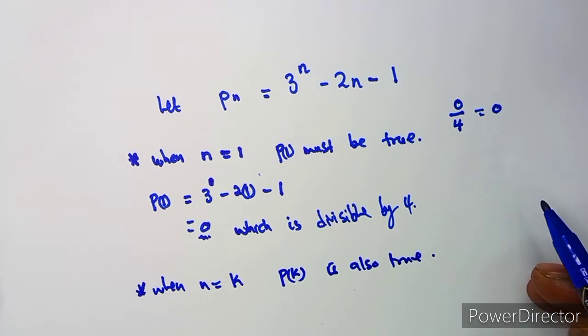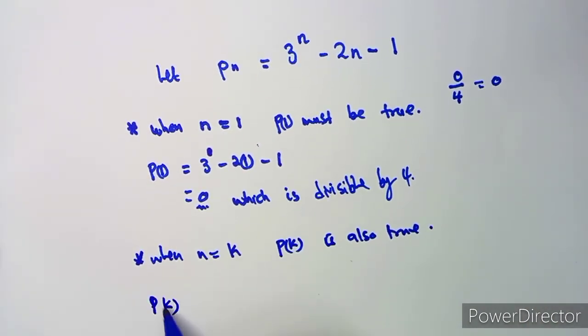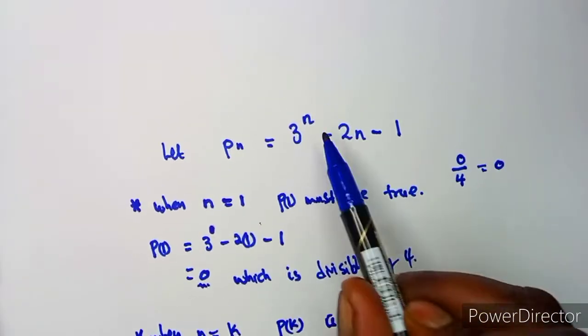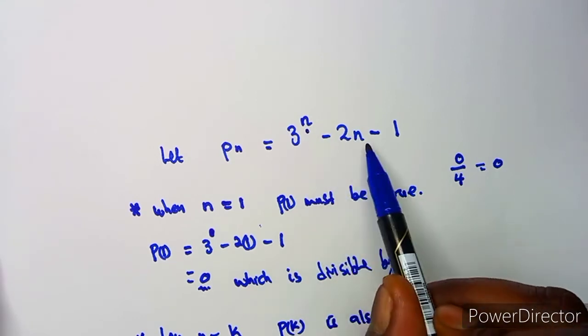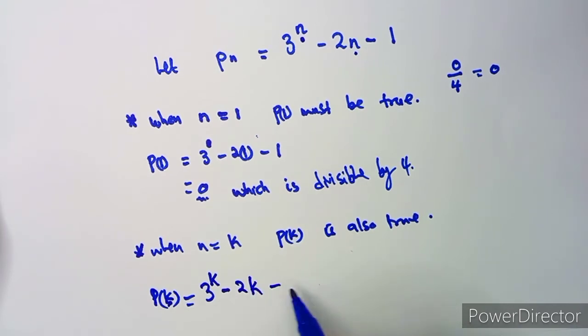So what I'm going to do in this case is to substitute now in place of what? In place of n, I'm going to substitute with k. So in place of n here, we are now having k. So it's going to be 3 to the exponent of k minus 2k minus 1.